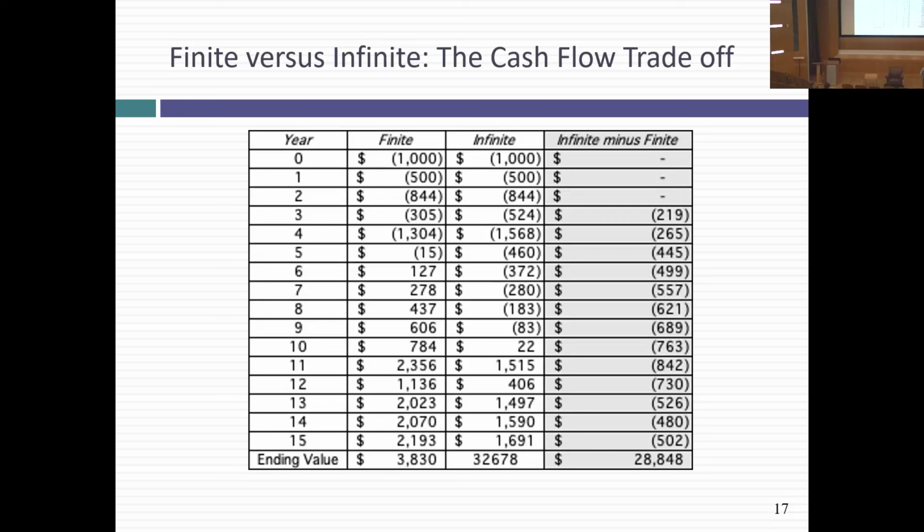What I'm looking for is to make sure that your capital maintenance is not the same in both scenarios. That is a problem, because then you're treating your finite life and your longer life as essentially equivalent in terms of what you'll have to put back into the stores.